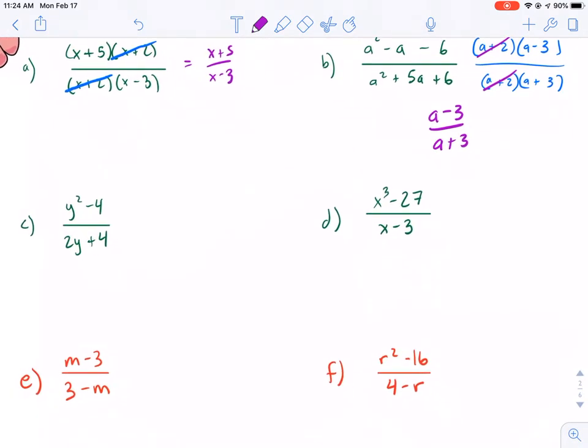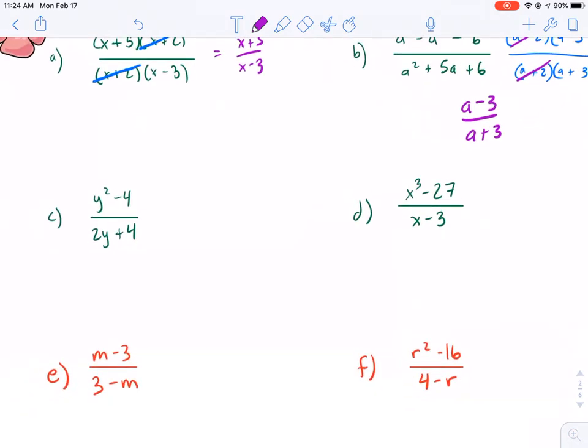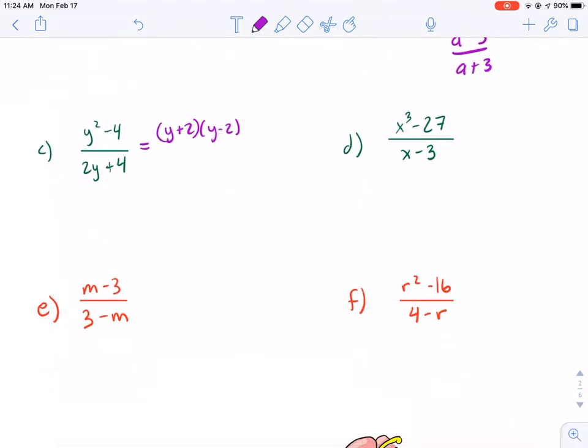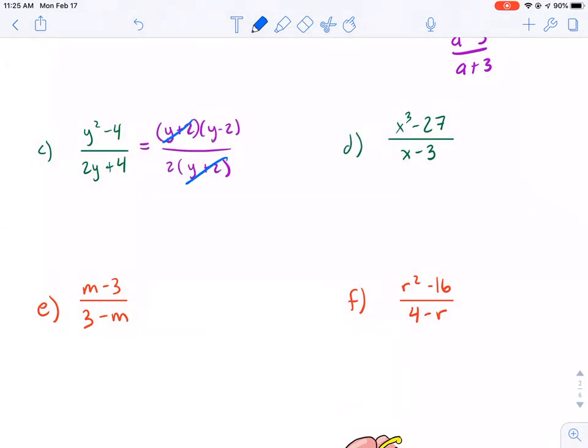Okay, this is where you really need to understand your factoring and be good at factoring in order to simplify these expressions. Over here we're going to simplify top and bottom first, so we can factor out. We see this difference of squares, y plus 2 times y minus 2. This one's a binomial, but it's not difference of squares. We can factor out a 2, and we're left with y plus 2 in the bottom. We have common factors, boom, boom, y minus 2 over 2.